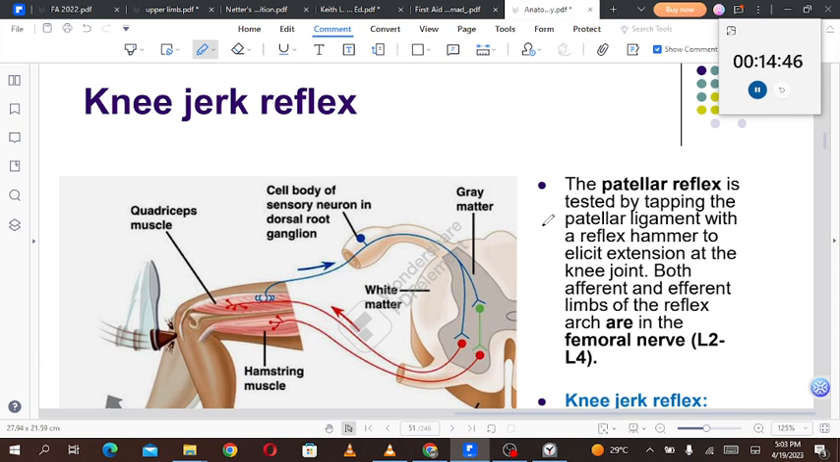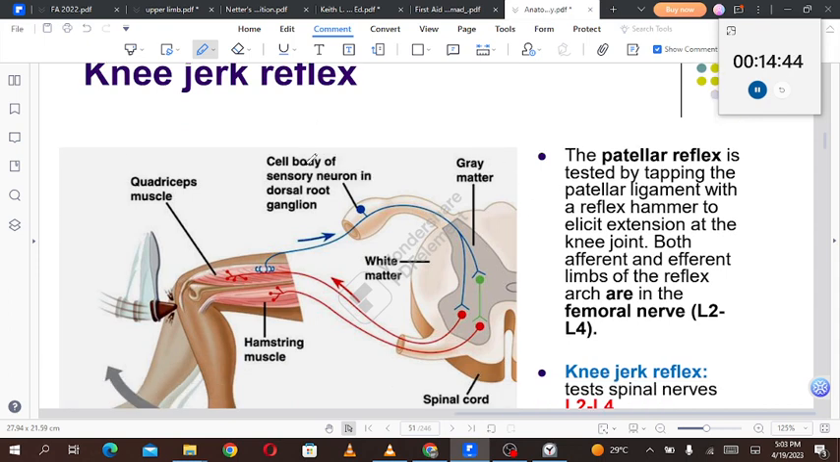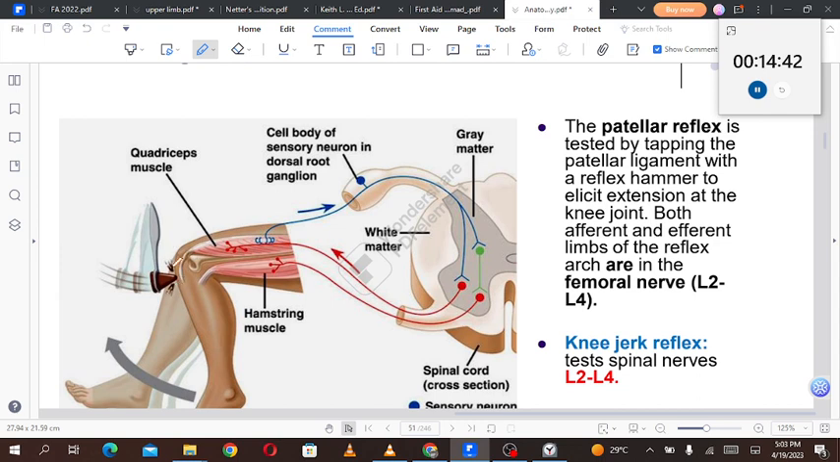What is the knee jerk reflex? Here you can see that we strike the hammer on the patellar tendon. The patellar reflex is tested by tapping the patellar ligament, that is not tendon, that's the patellar ligament, with a reflex hammer to elicit extension of the knee joint. Both the afferent and efferent limb of the reflex arc are in the femoral nerve, that is L2 to L4.